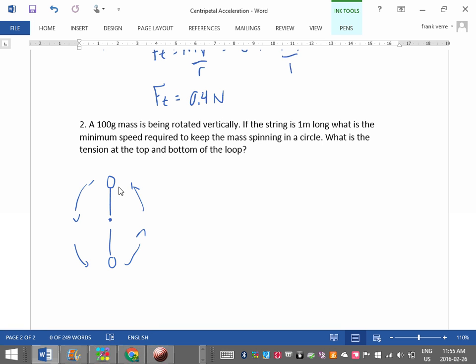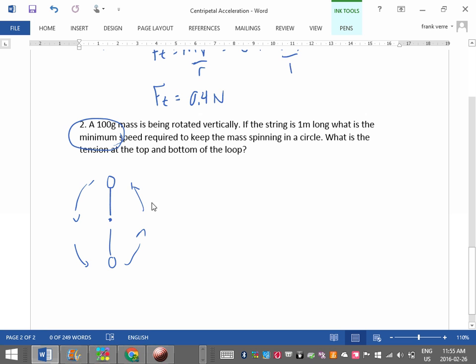Yesterday you were kind of just guessing what the minimum speed was. I actually just felt it out. But now I'm going to show you how you can actually calculate it. It's actually not too hard. Pretty easy. What do you think is meant by minimum speed? What do you think is meant by that?